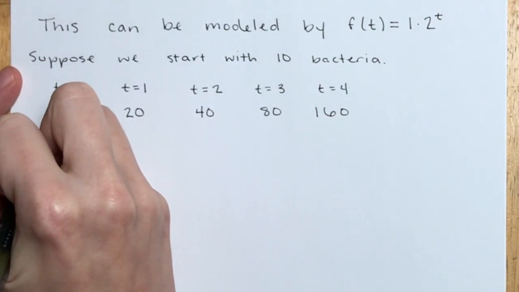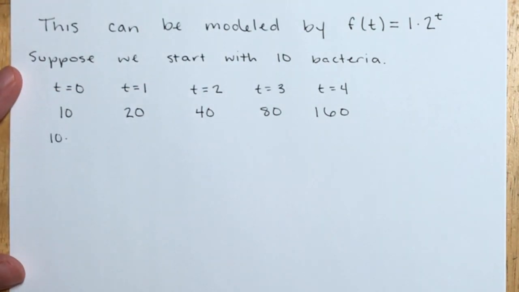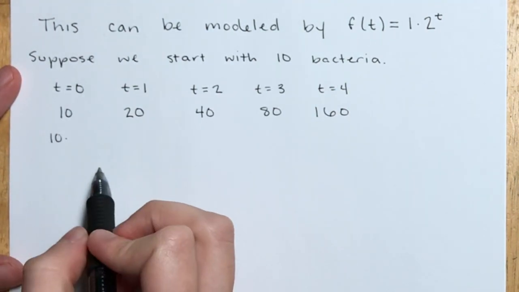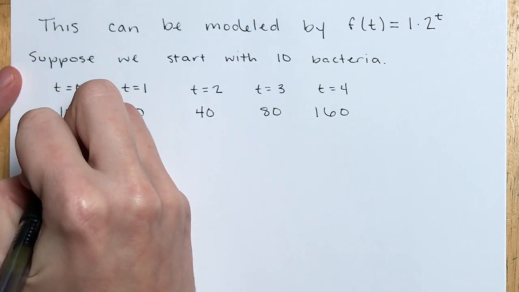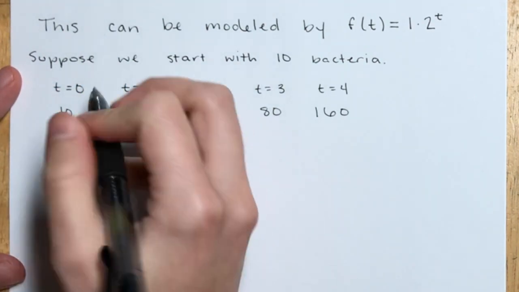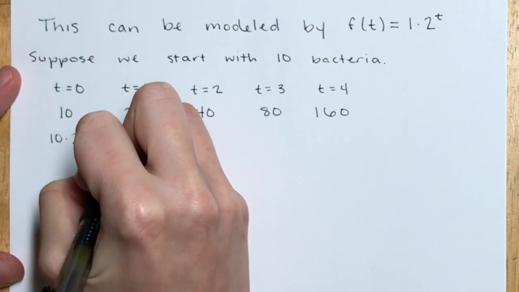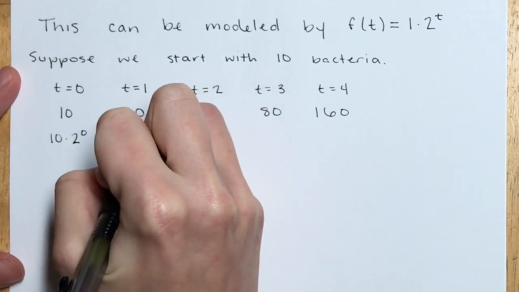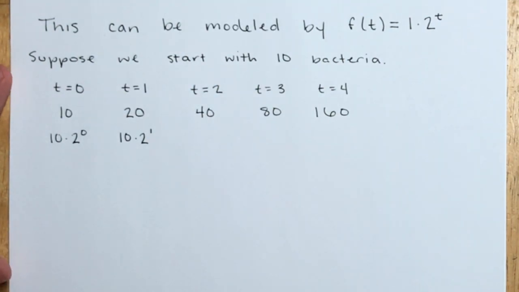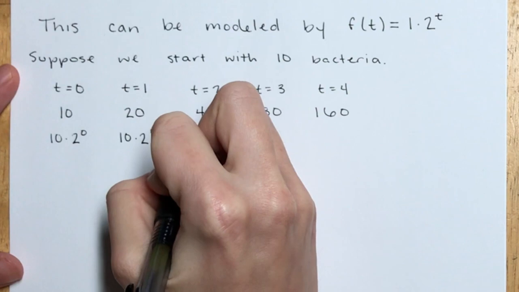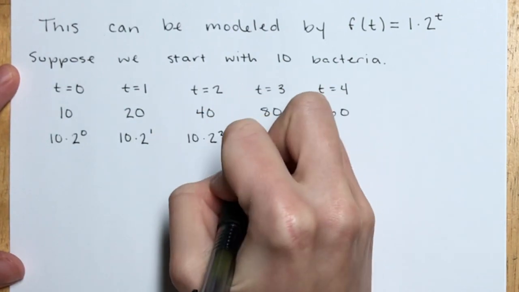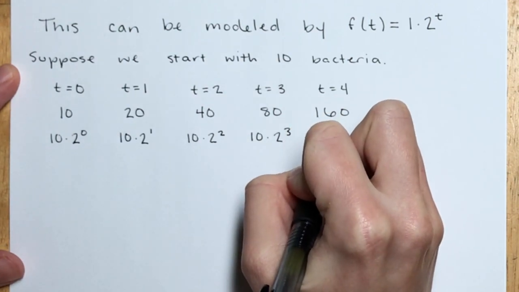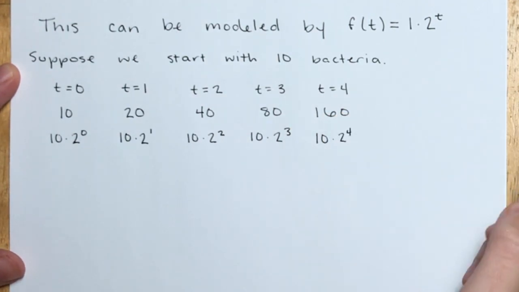So here we're starting with 10, and how many times have we doubled when we're starting? We haven't doubled yet, right? No time has gone by. An hour has not passed yet, so we have 2 to the 0. At t equals 1, we've had 1 hour go by, so we have 1 division, or 1 doubling. At t equals 2, it's doubled twice. At t equals 3, it's doubled 3 times. And at t equals 4, it's doubled 4 times.